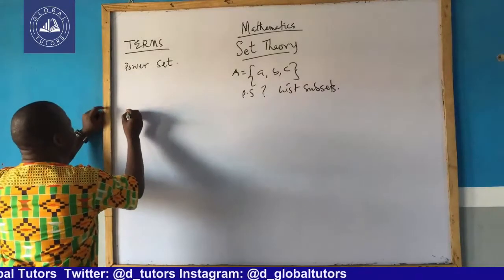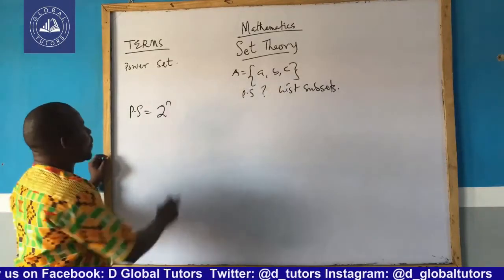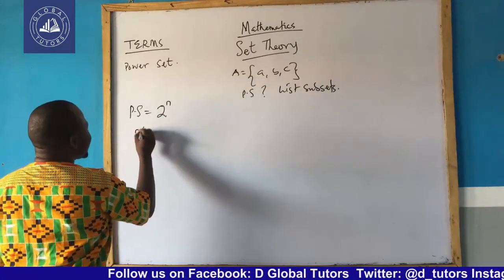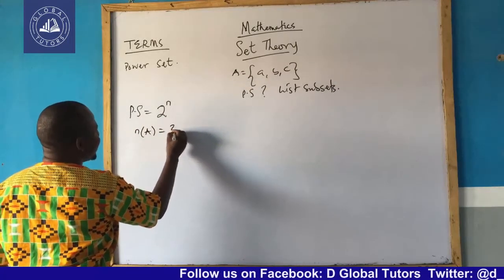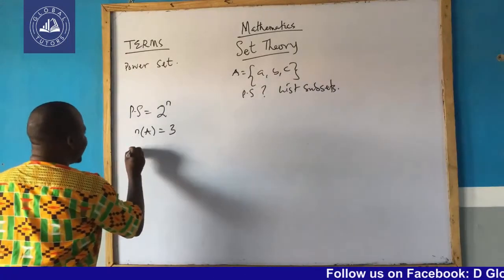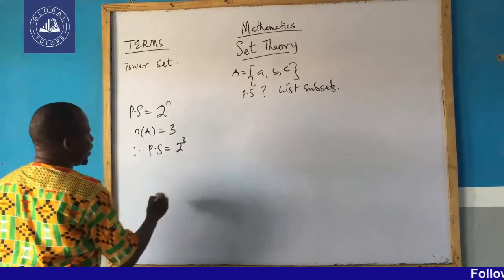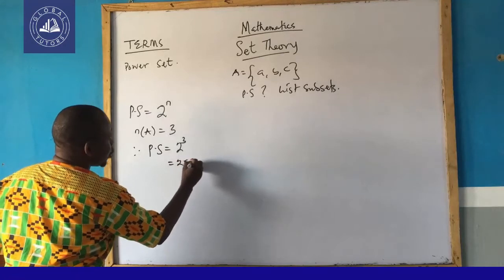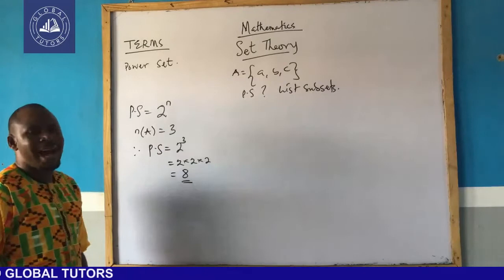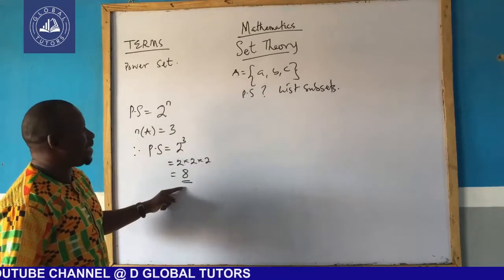Now, we said in our last class that the power set equals 2 raised to the power n, where n is the cardinality of the set. So in this case, the cardinality of A is 3 because there are 3 elements in the set. Therefore, the power set will be 2 raised to the power 3. That will give me 2 times 2 times 2, which gives me 8. As simple as that. So the power set for this set is 8.